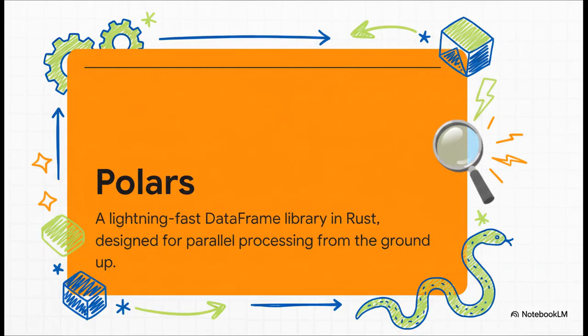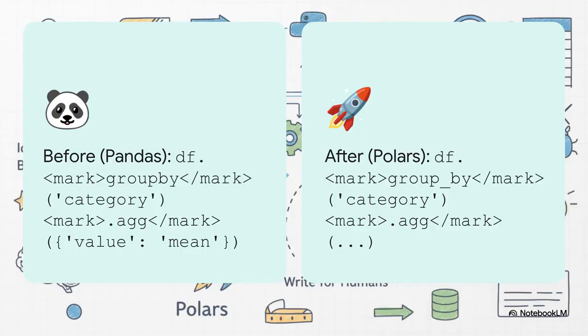And that brings us to our first hero of the day, polars. Seriously, you can think of it as pandas rebuilt for the modern multi-core world. It's written in Rust, which is known for its incredible speed, and it was designed from the ground up to use all of your computer's cores at once. That's the secret sauce.